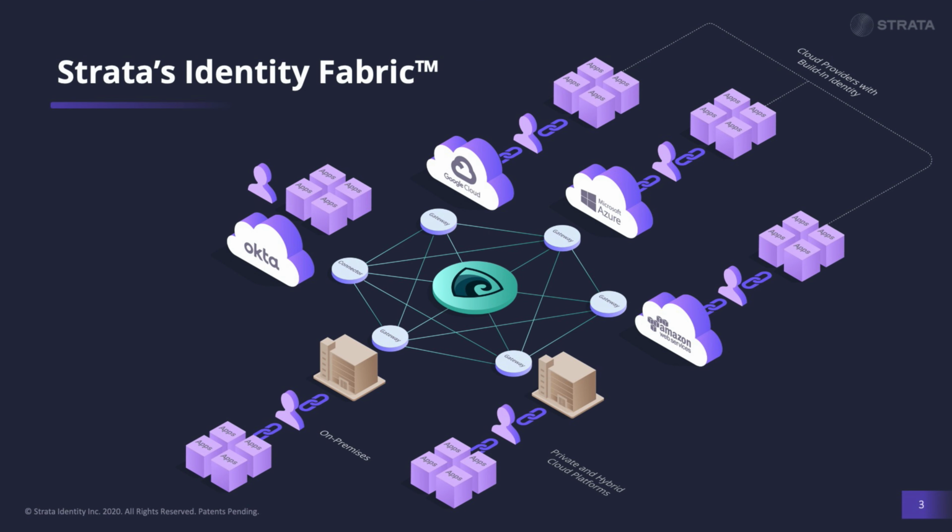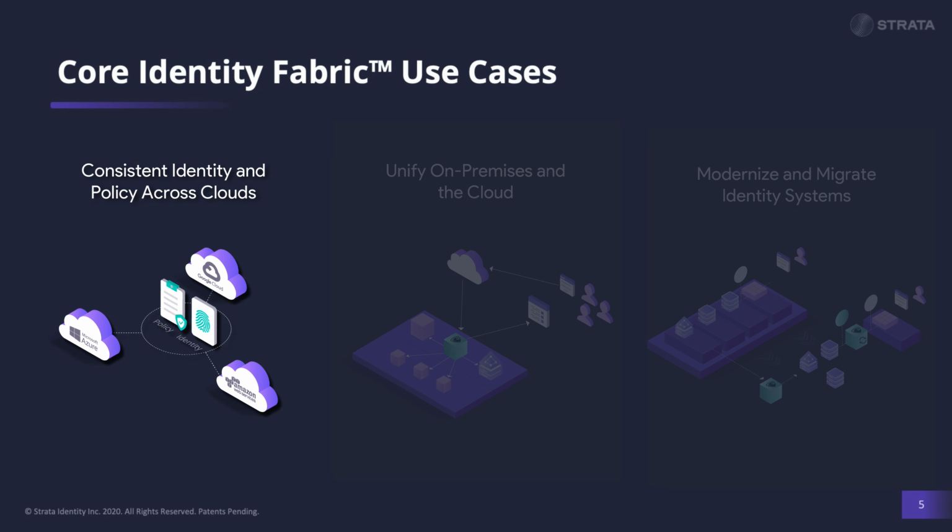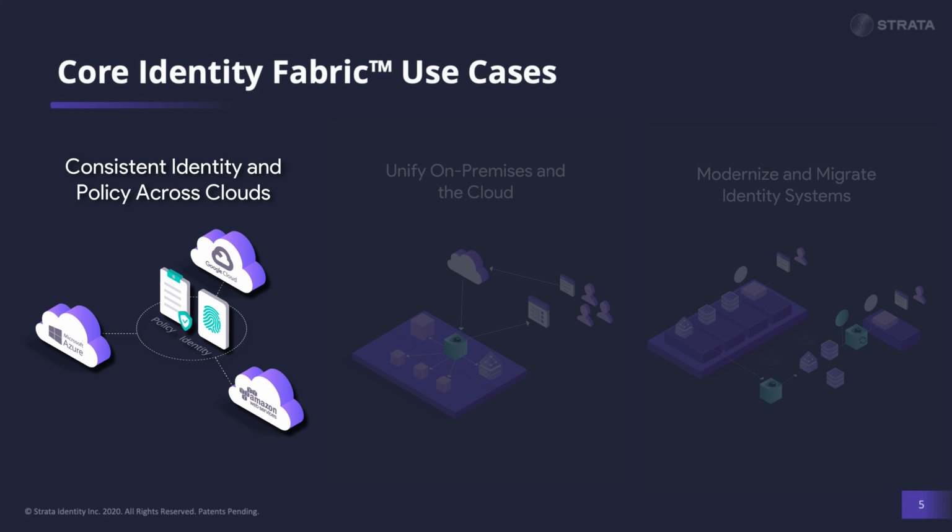Strata has a unique distributed approach to identity management that we call an identity fabric. The most important things to know about an identity fabric are that you can orchestrate consistent identities and policies across different identity systems from one place by using an abstraction layer driven by a simple declarative API.